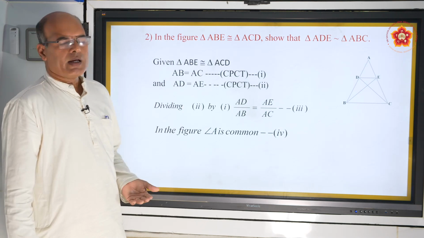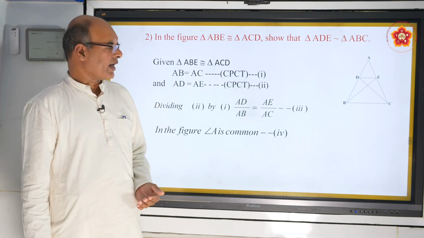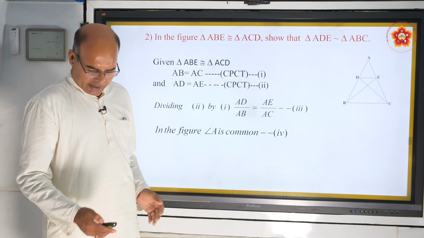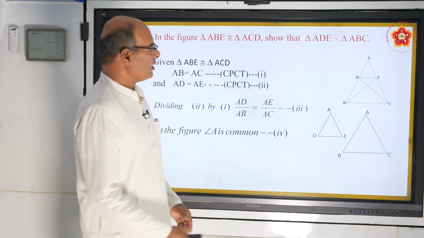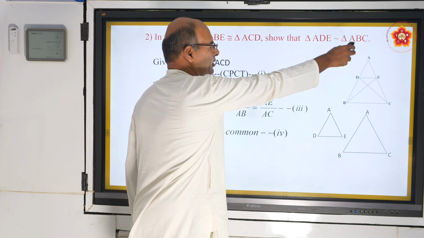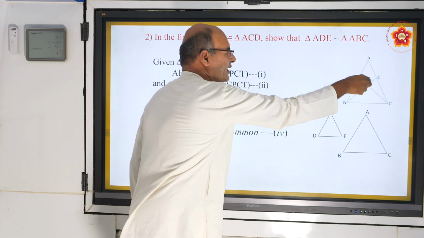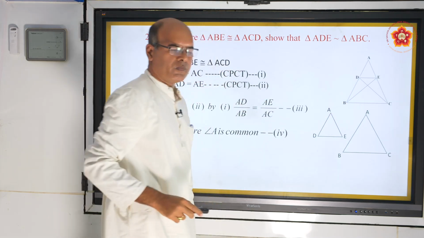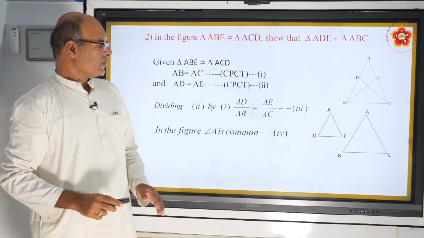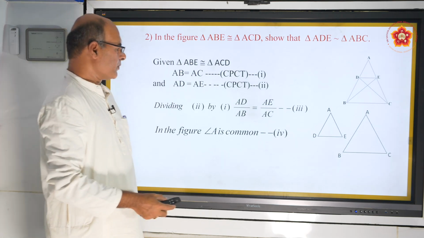So now apply the SAS criterion for similarity of triangles. I will separate the triangles, you will understand. Yes, this is correct actually. You have to show that triangle ADE is similar to triangle ABC. That we have to prove. So apply the SAS postulate.